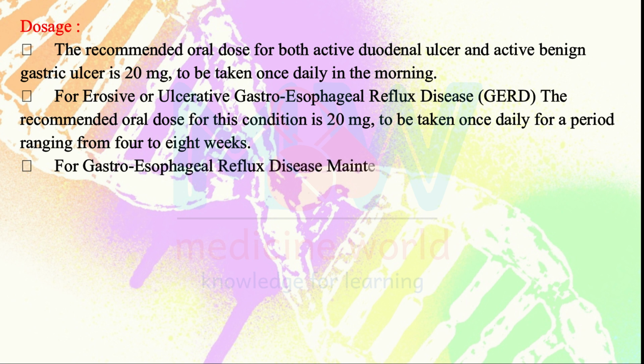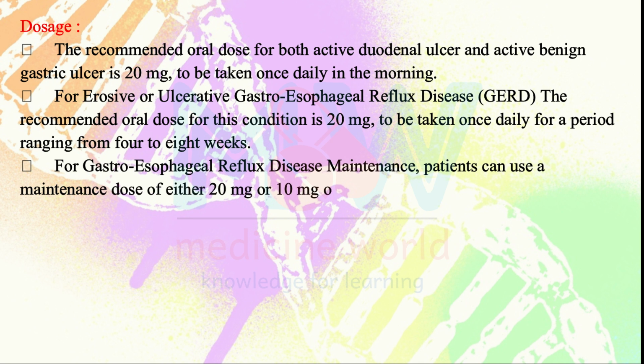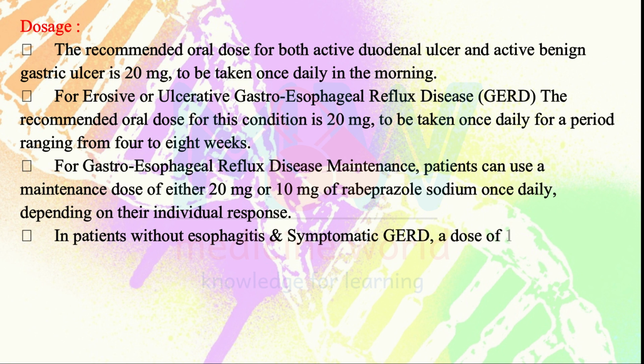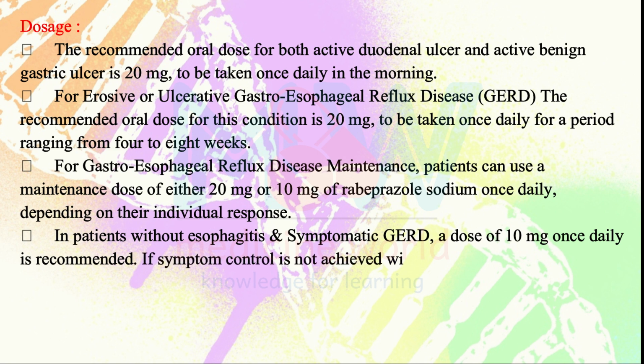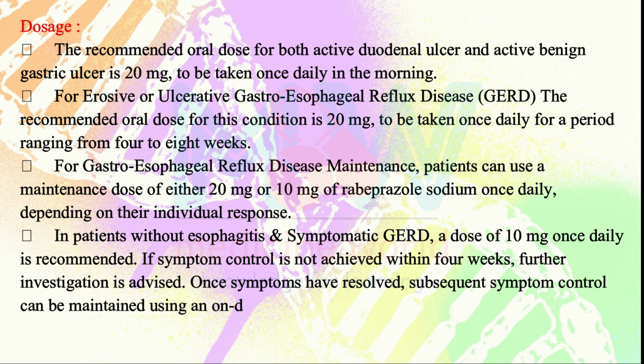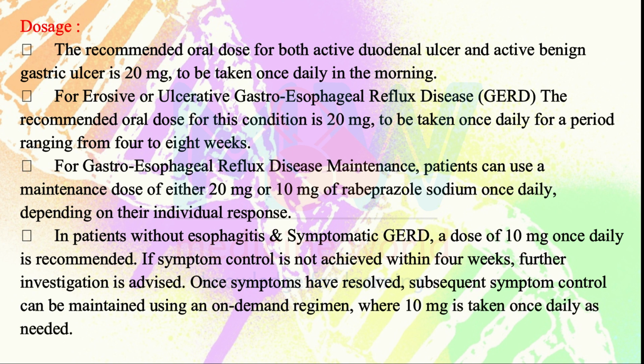For gastroesophageal reflux disease maintenance, patients can use a maintenance dose of either 20 mg or 10 mg of Rabeprazole once daily, depending on their individual response. In patients without esophagitis and symptomatic GERD, a dose of 10 mg once daily is recommended. If symptom control is not achieved within 4 weeks, further investigation is advised. Once symptoms have resolved, subsequent symptom control can be maintained using an on-demand regimen, where 10 mg is taken once daily as needed.